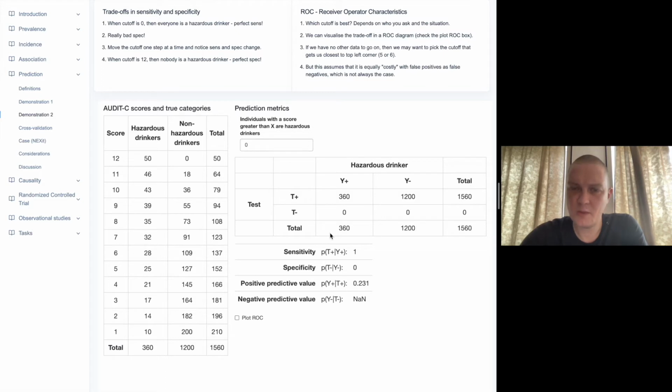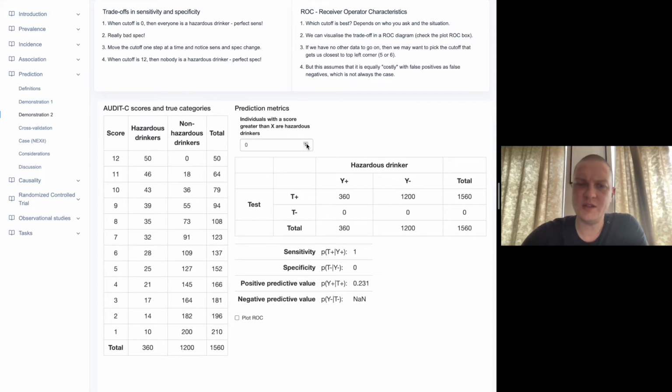Here, I'm going to show you the result of picking 0. So if I say that individuals with a score greater than 0 are hazardous drinkers, what happens? Well, everybody's a hazardous drinker then, because everybody scored greater than 0. So we get perfect sensitivity. Of the people who were hazardous drinkers, all of them tested positive. But specificity is terrible, because of all the individuals who were not hazardous drinkers, all of them tested positive for being a hazardous drinker. So cutoff 0 might not really get us where we want to be.